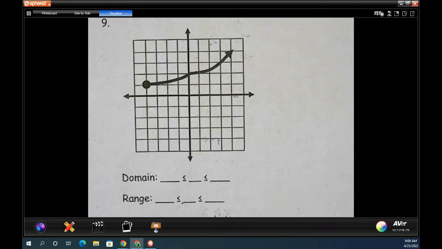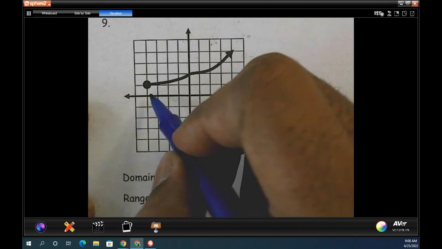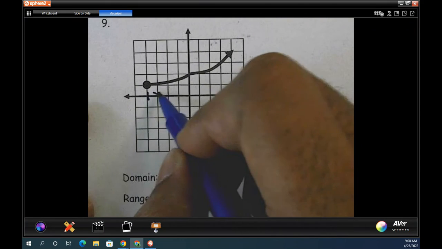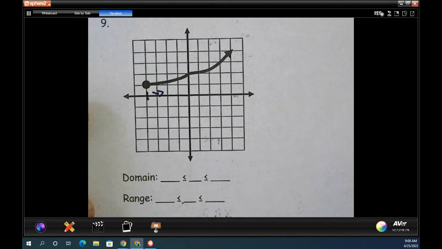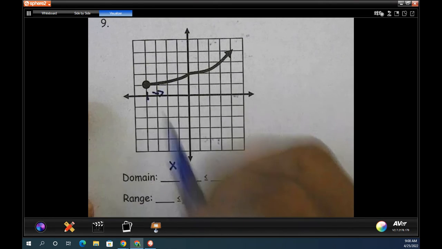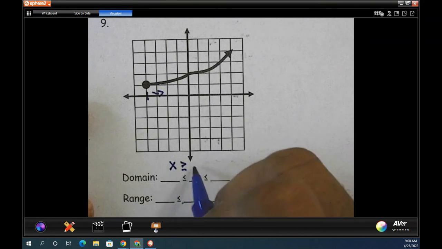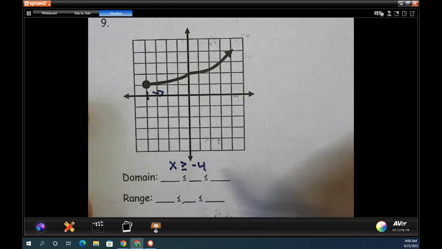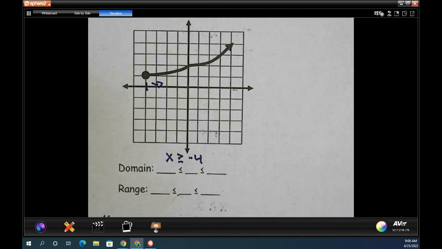All right, number 9. Here we go. The domain goes from here and it's going to the right. So x, that means the numbers are getting bigger, and it's a closed circle. X is greater than or equal to -4. How do we do on that one?